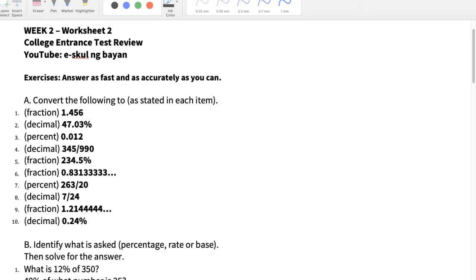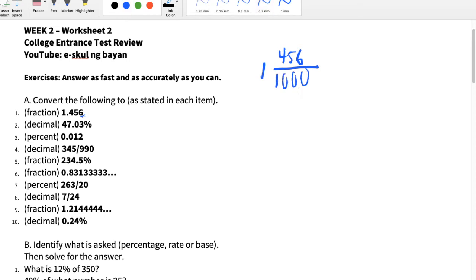Okay, so let's answer our worksheet number 2. Convert the following to, okay, number 1, let's convert it to fraction form. So here, paano nga ulit mag-convert to fraction form? Ano ba yung last digit mo? It's nasa thousands place. So here, ihiwalay ko na yung whole number. 1 over 1 and then yung digits ng iyong decimal would be your numerator and then yung denominator mo would be the place value of the last digit here of the original decimal. This is in thousands, so over 1,000.